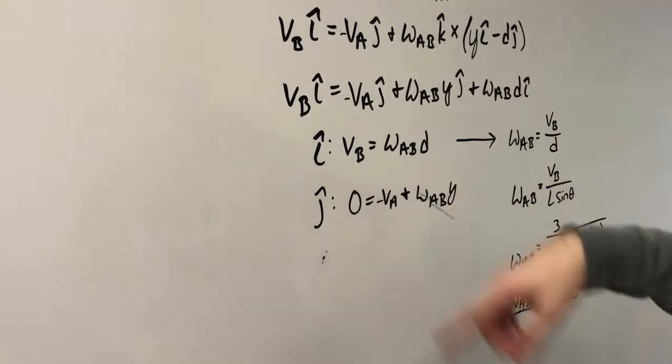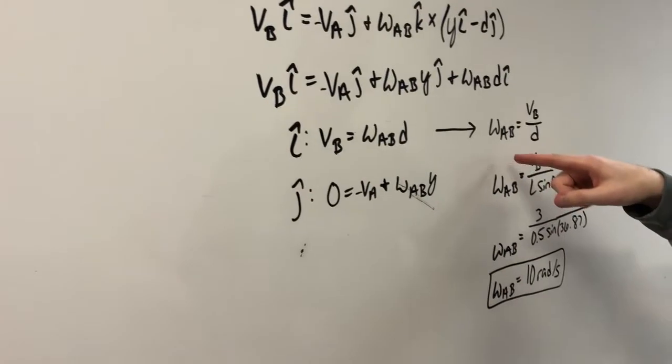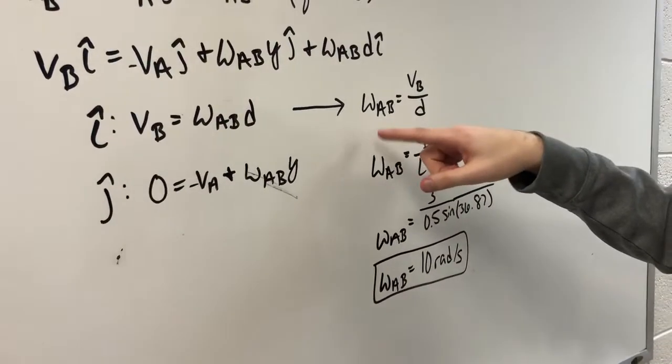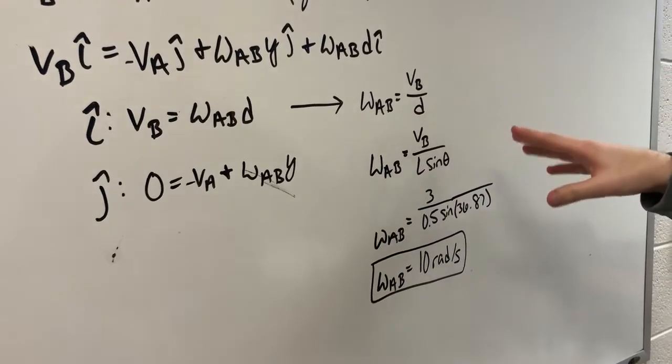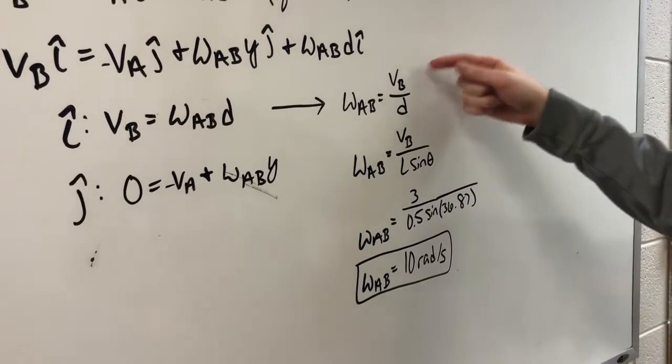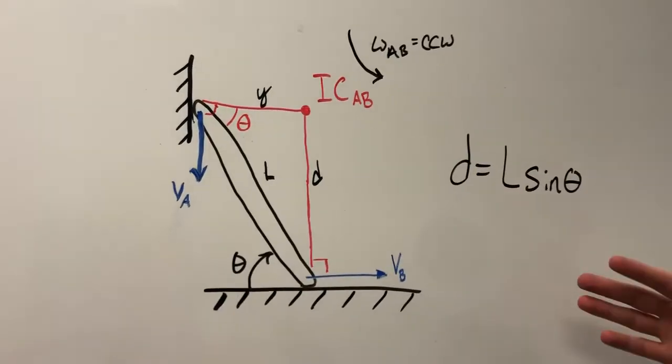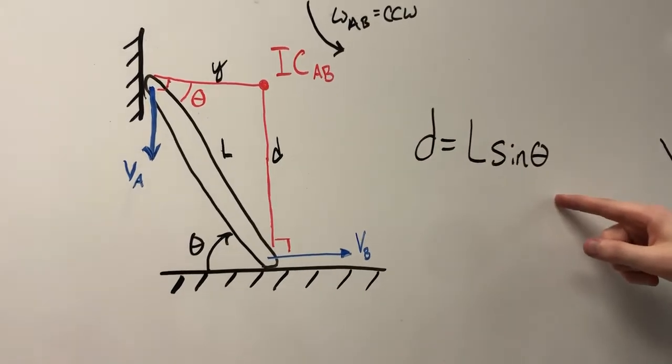When you're solving for angular velocity, you're going to do VB divided by our distance D. D over here is going to be, after doing some simple geometry, L sine theta.